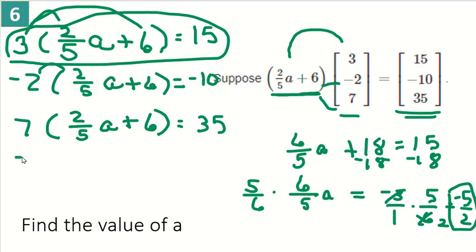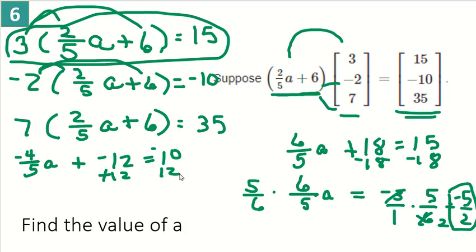-2 times 2 is -4/5 A plus -2 times +6, -12 equals -10. All right, I'm going to add 12 to both sides, and we'll get +2 on the right is equal to -4/5 A.